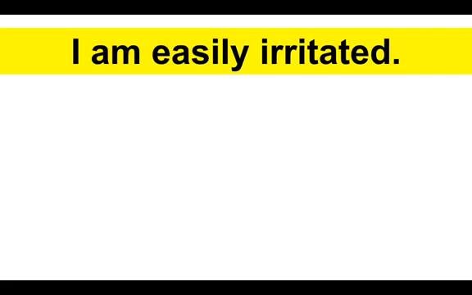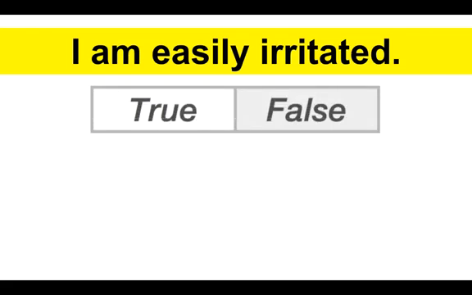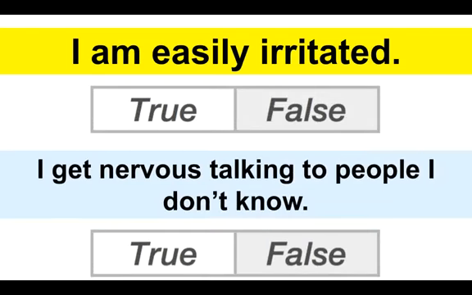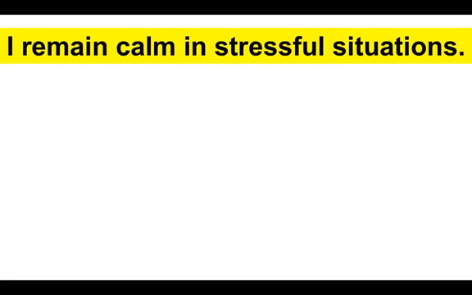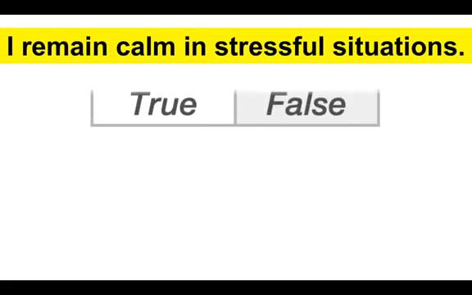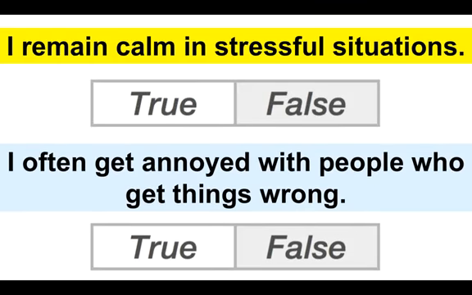True or false type. I am easily irritated. So there's that statement and you have to answer it true or false. I get nervous talking to people I don't know. True or false. 2 more. I remain calm in stressful situations. True or false. I often get annoyed with people who get things wrong. True or false. Think about those traits that we've just gone through.